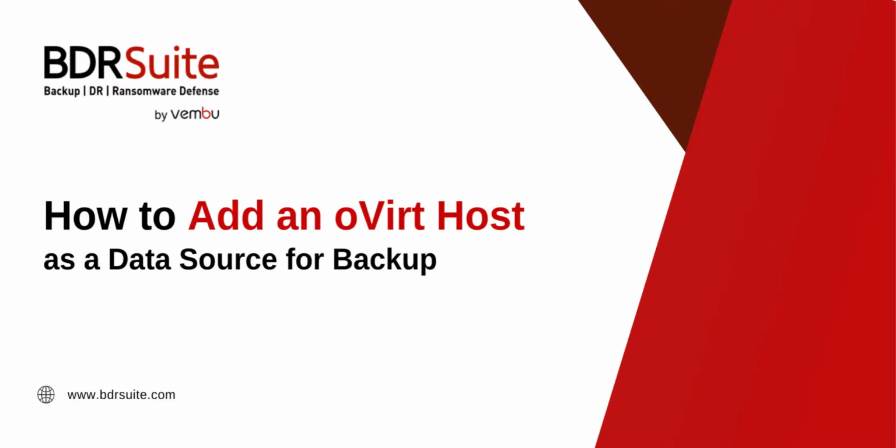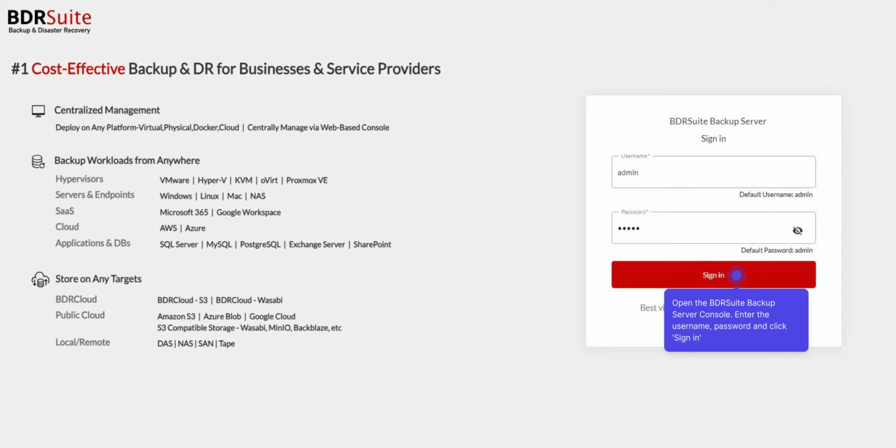In this BDRSuite How-to Series video, I'll show you how to add an oVirt host for backup. Let us get started. First, open the BDRSuite Backup Server console. Enter the username, password, and click Sign In.